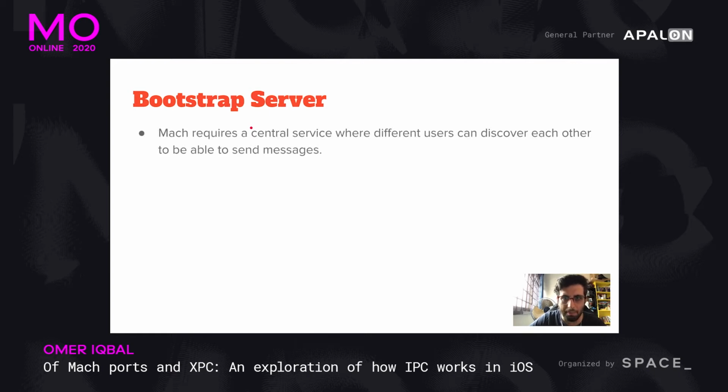So Mach requires a central service where users, here being applications or other processes, can discover each other and are able to send messages. These days in Apple's OS, this role is provided by a service called LaunchD. LaunchD is something that all services will register themselves with, and LaunchD knows the port number of each of these services, basically.